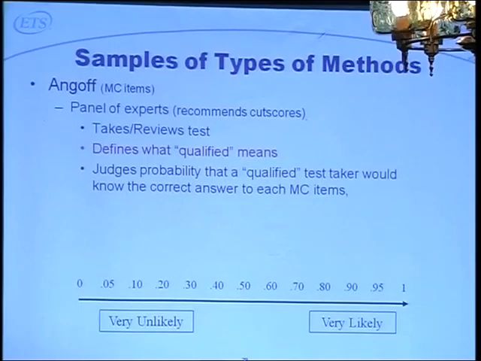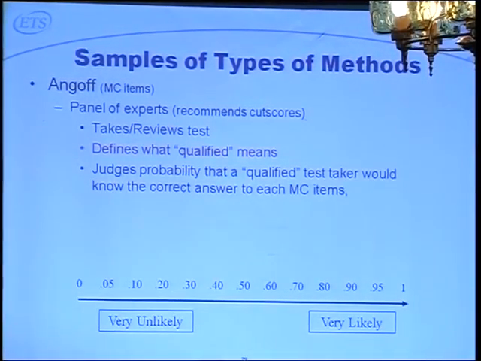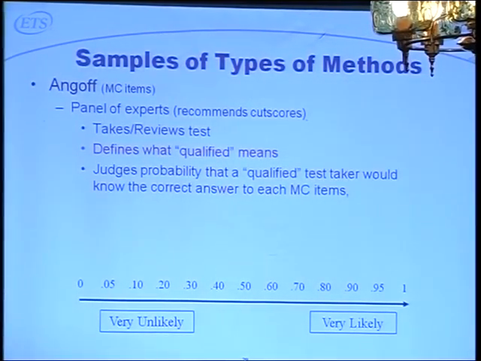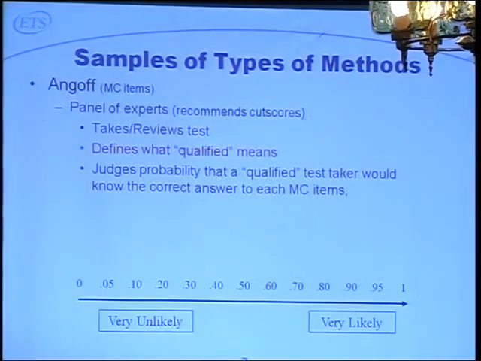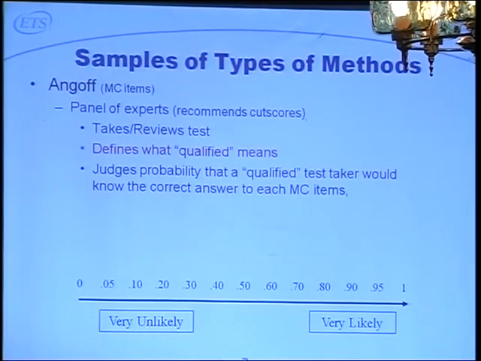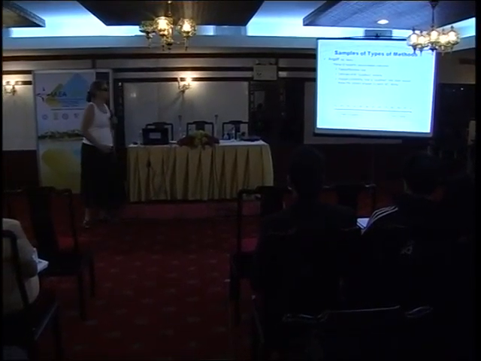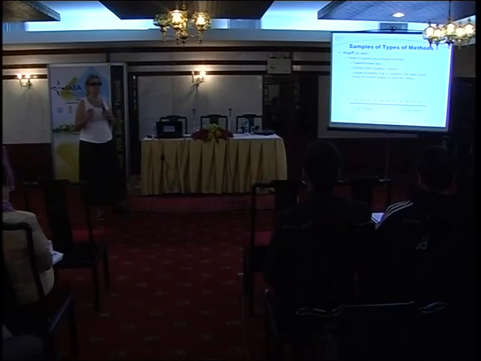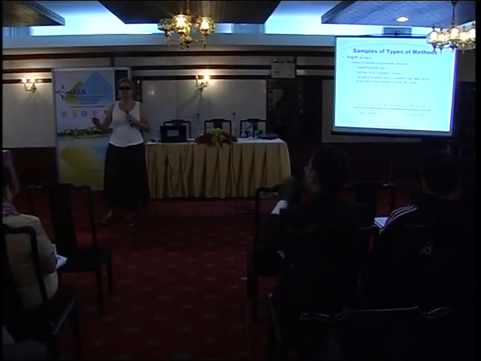As we see down in the very unlikely area, if people have only a 5% probability of answering the item correctly, that means we think it's a very difficult item. If we think that there is an 80% probability of answering correctly, that is a very easy item for those people because they have all been trained in this.